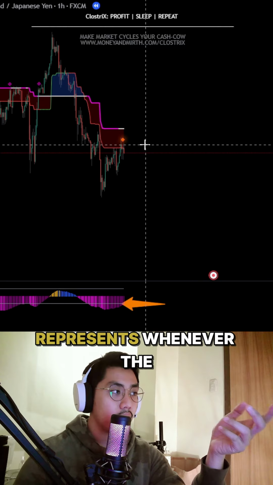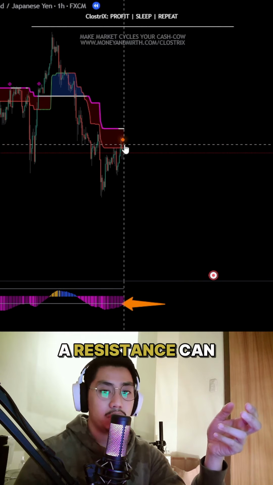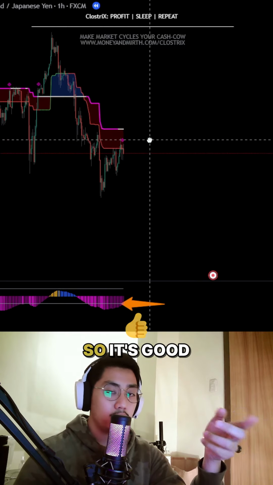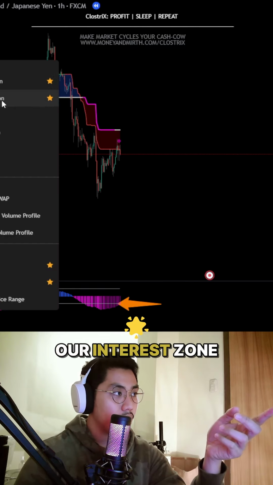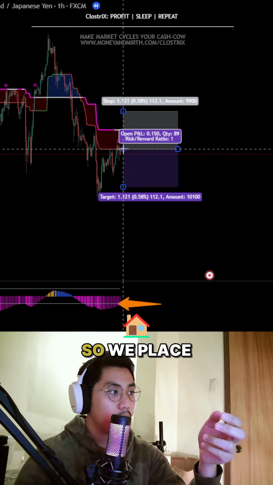As you can also see, on a side note, there is a pink diamond forming. A pink diamond represents whenever the price retests a resistance. You can use that to add more confluence, so it's good if it's there. It's also okay if it's not. But anyway, we want to trade this because it's in our interest zone and the bias is under 15. So we place a short position.